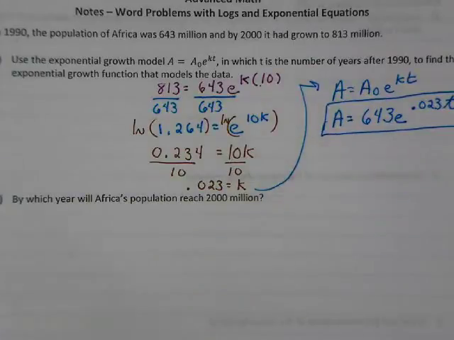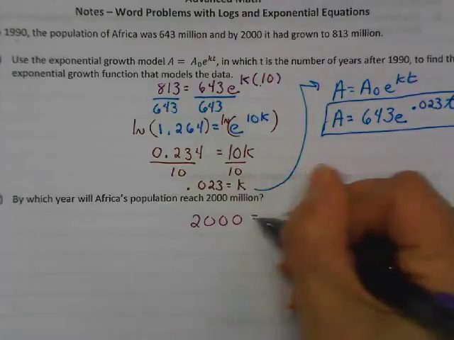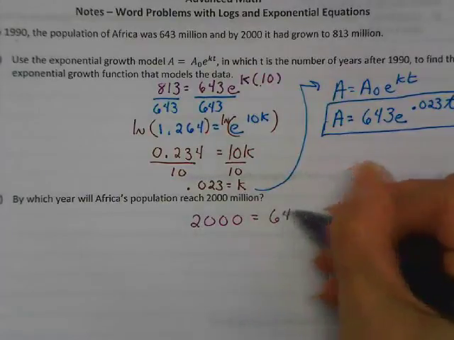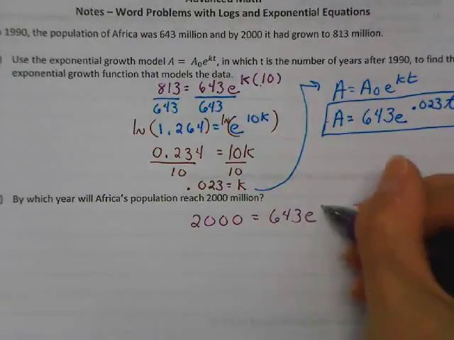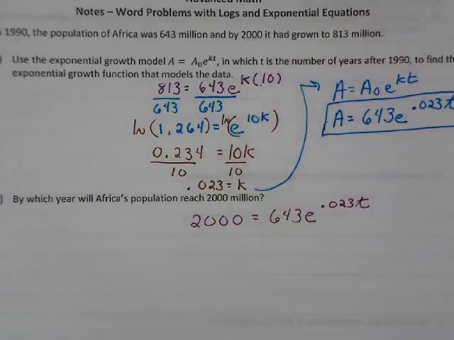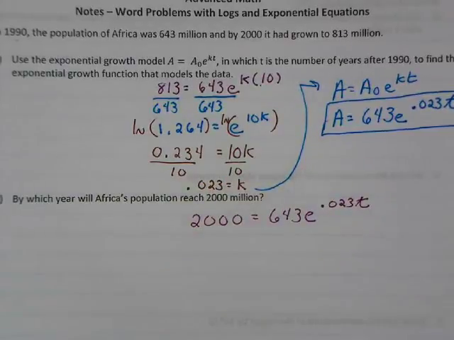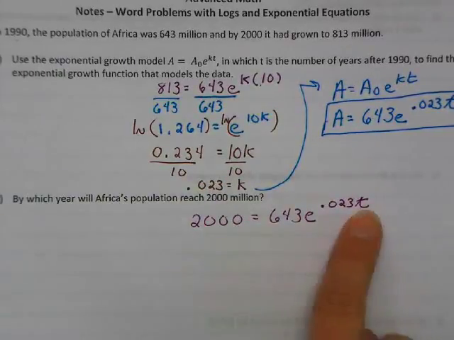It would be the end population. So I have 2,000 is equal to 643 e to the 0.023t, and I want to know how many years that will take. So now you're solving this exponential equation, trying to get time t.